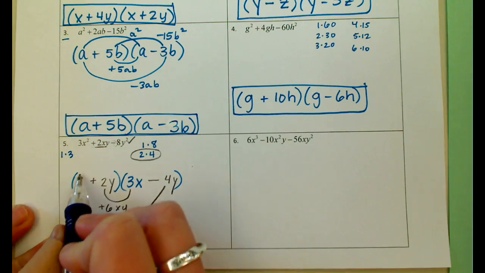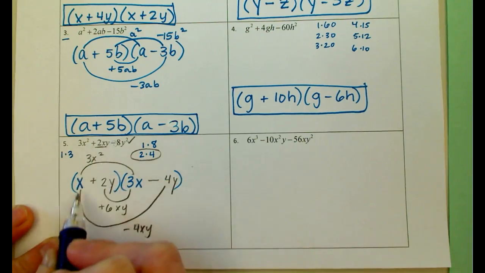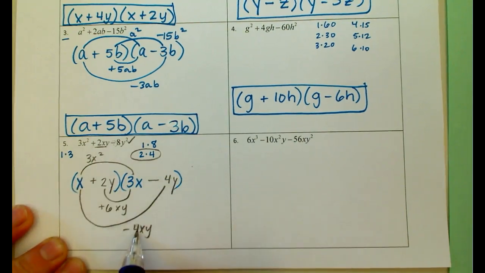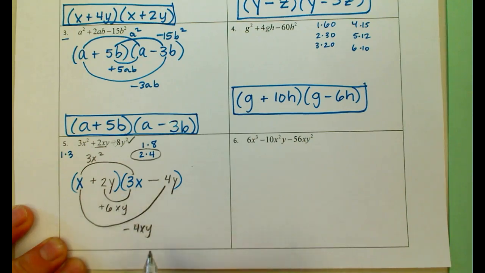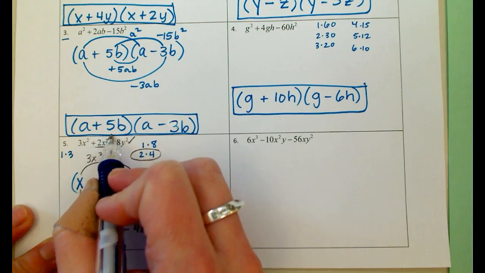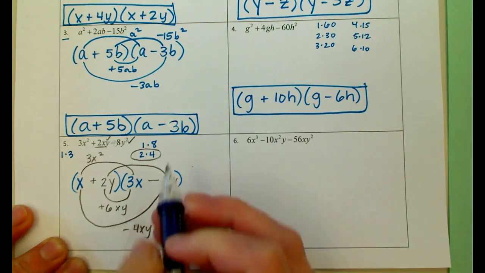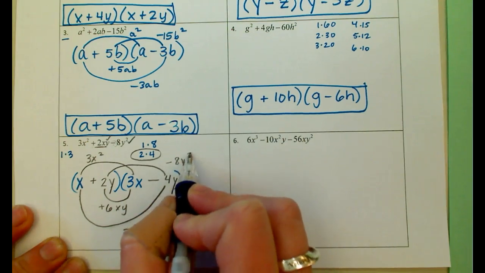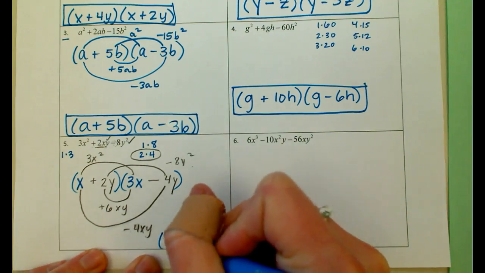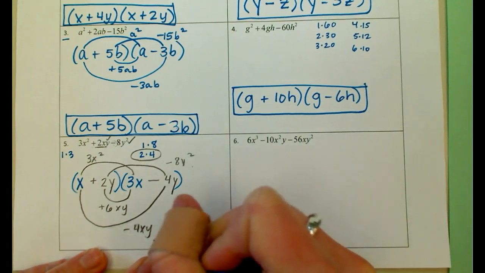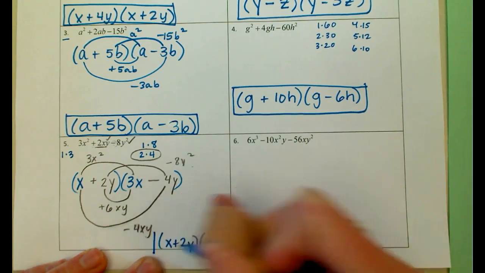I'm going to double check to make sure this worked. X times 3x is 3x squared. X times negative 4y is negative 4xy. 2y times 3x is 6xy. They add together to 2xy. And 2y times negative 4y is negative 8y squared. So this one checks off. My final answer is written as x plus 2y times 3x minus 4y.